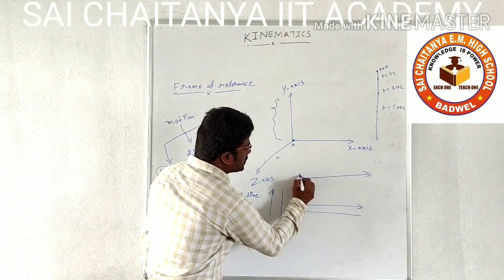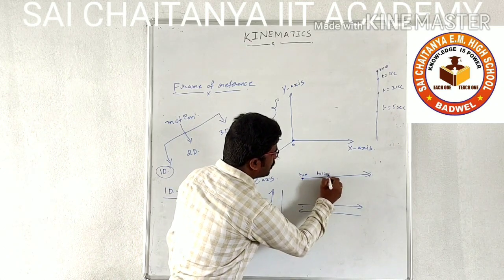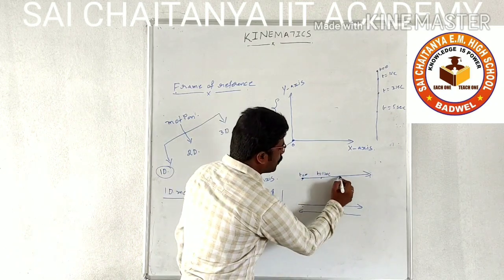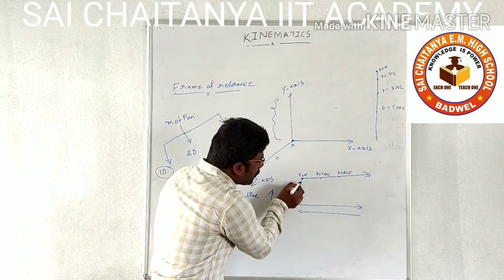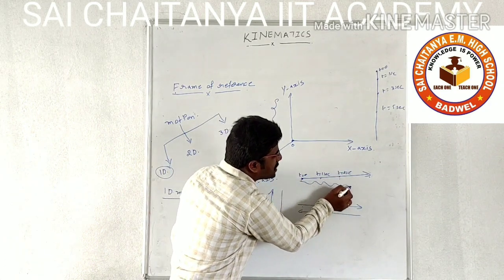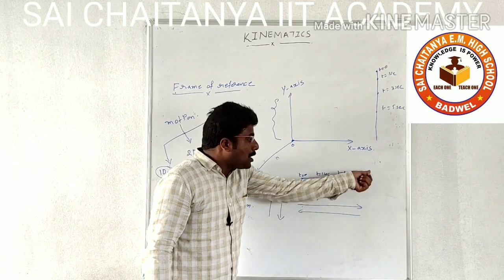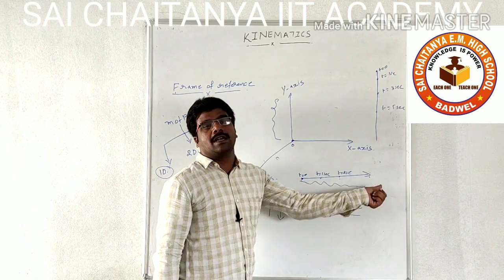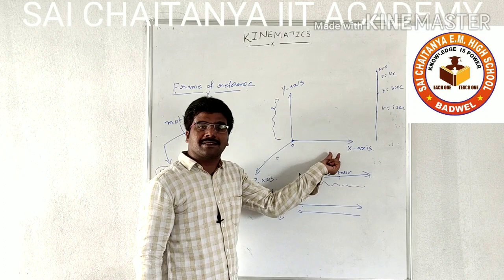Here at t equal to 0, the body will be here. At t equal to 1 second, the body may move here. At t equal to 2 seconds, the body may move here. Here, the body is changing its position in only one direction. In order to represent this change in position, we required only one axis, that is x-axis.